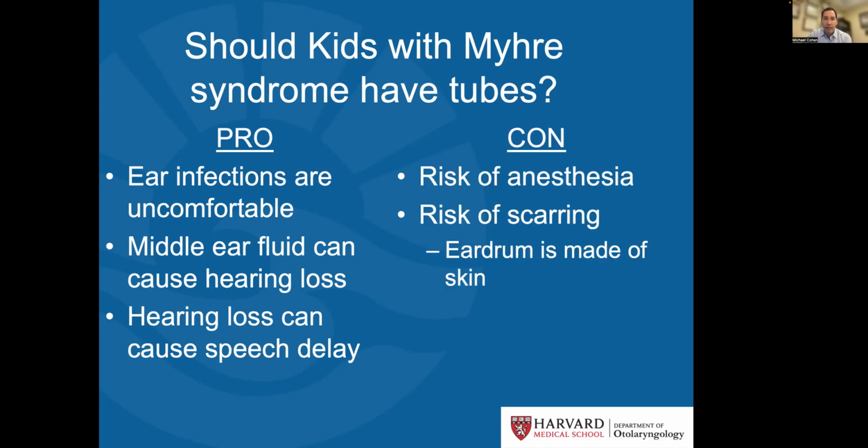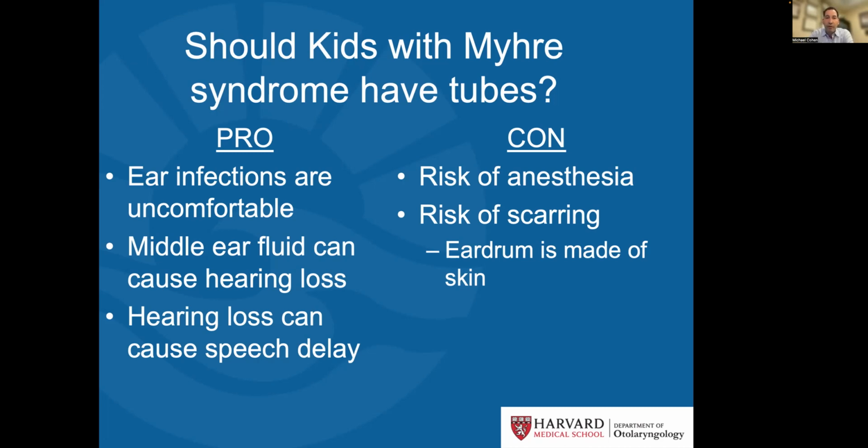On the con side, there is a risk of anesthesia in children with Myhre syndrome, and specifically that relates to intubation. Now, often we can do ear tube insertion without any instrumentation of the airway. We can use just a mask for the anesthetic, and so there's no irritation or stimulation of the airway. So that can be avoided in most cases of tube insertion.